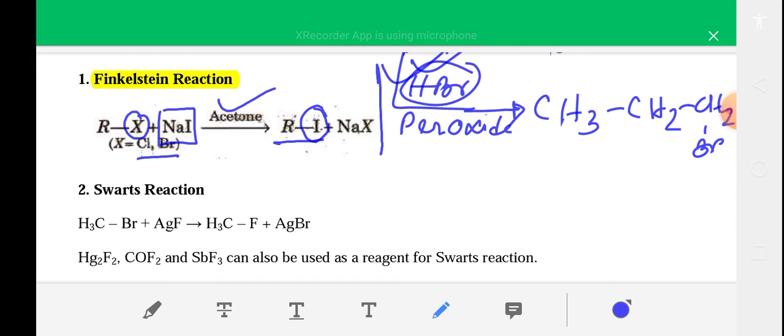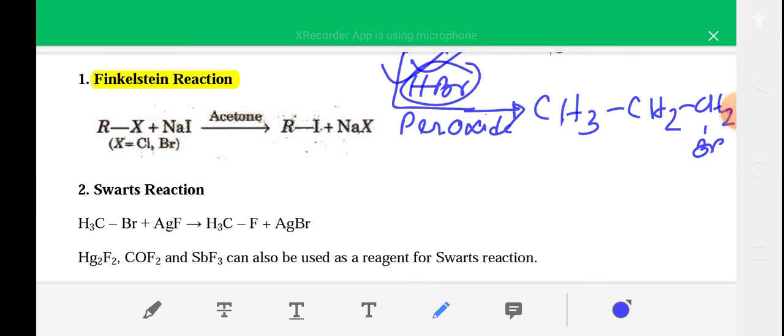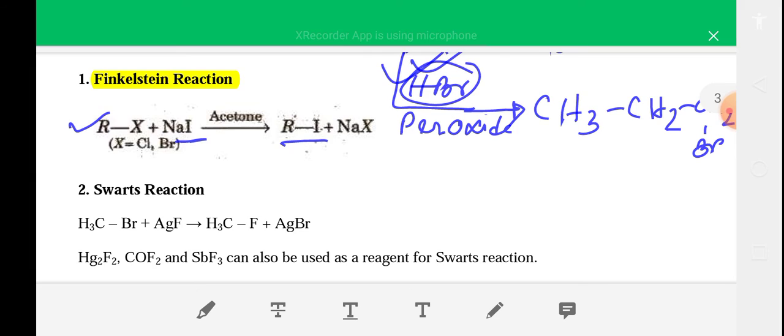Using the Finkelstein reaction, you can prepare alkyl iodide from another alkyl halide, from alkyl chloride or from alkyl bromide. You can prepare alkyl iodide, and the reagent is sodium iodide. This is the reagent in the Finkelstein reaction.